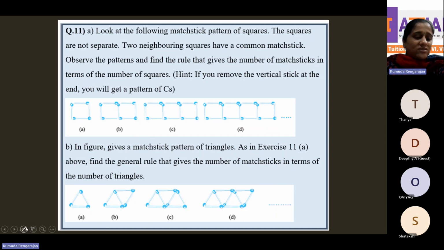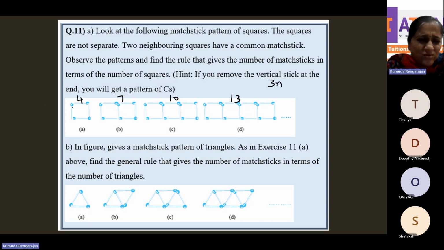So how do we construct this rule? To construct this rule, the first step is to find the difference: 4, 7, 10, 13, it goes on like this. For the first square, 4 sticks. For 2 squares, 7 sticks. For 3 squares, 10 sticks. For 4 squares, 13 sticks. The first step is to find the difference, 3, and multiply that with n. So 3n we already got.